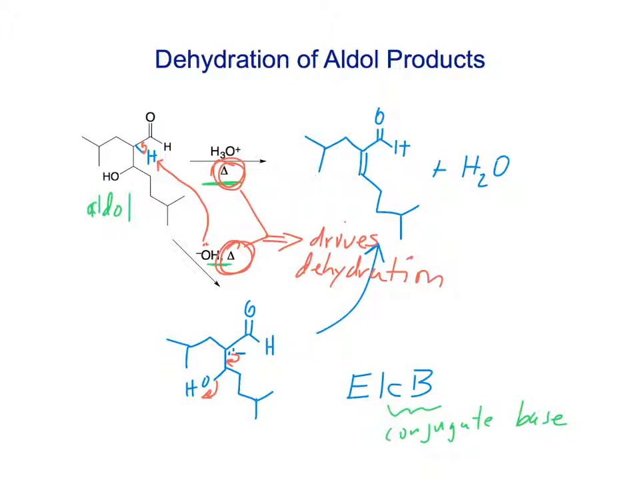Okay? So let's just write it over here. No heat: stop at the aldol product. Heat: dehydrate. Okay, and that will give us the alpha beta unsaturated carbonyl. Okay, does that make sense?